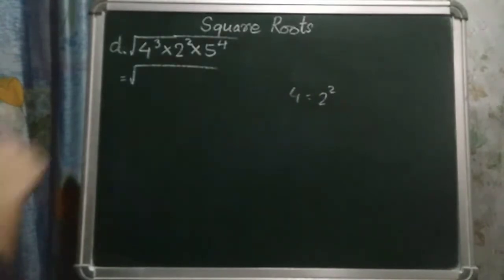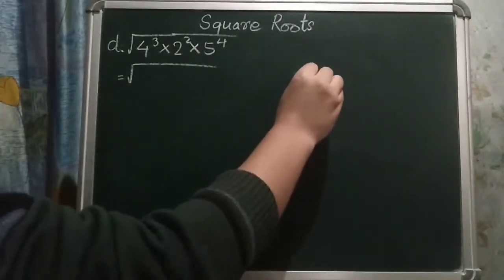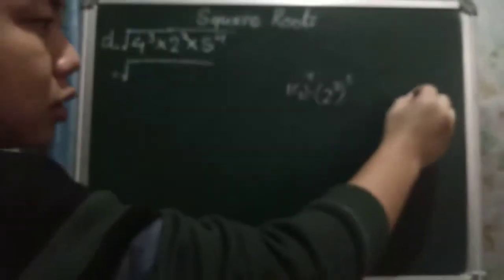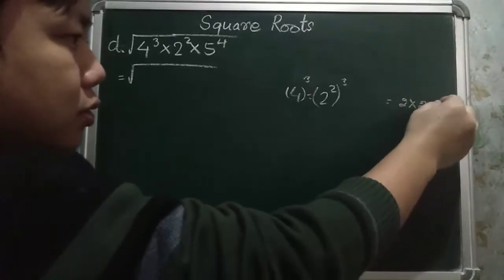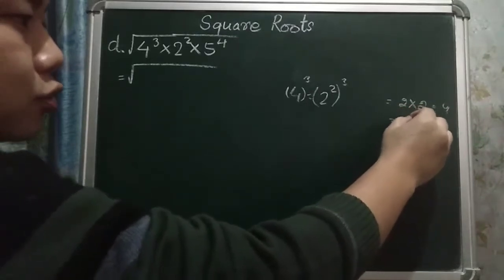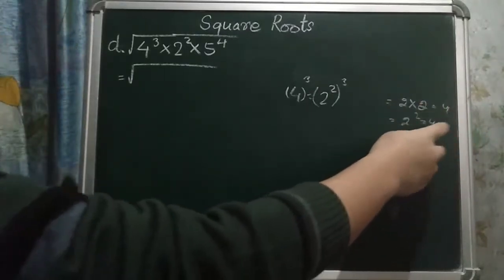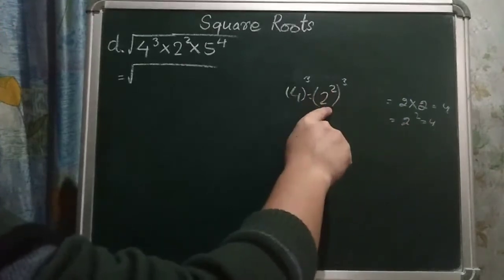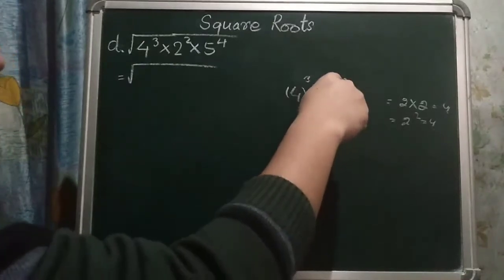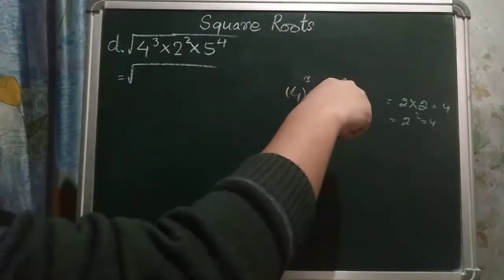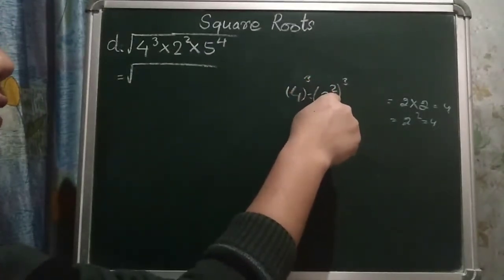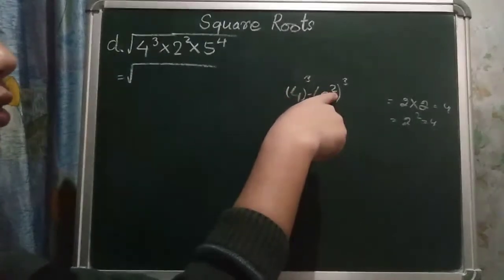Okay, we have 4 to the power 3, but instead of 4 we will write 2 to the power 2, because we know 2 into 2 is equal to 4, right? So 2 to the power 2 is equal to 4. That's why we are writing 2 to the power 2 instead of 4 here. So 2 to the power 2, again there is a bracket, and to the power 3, because this is already there.